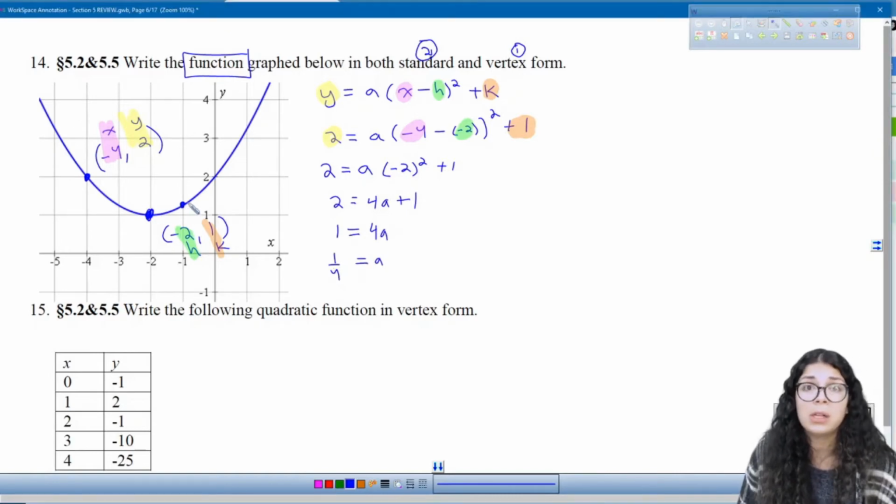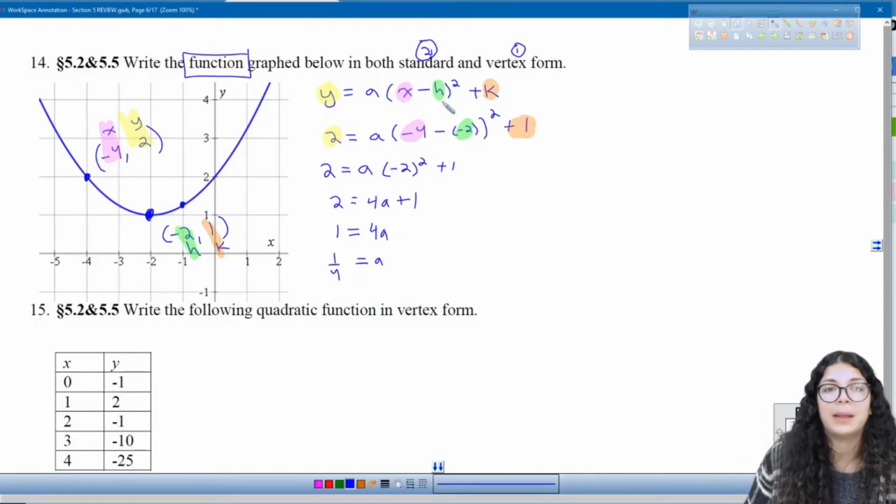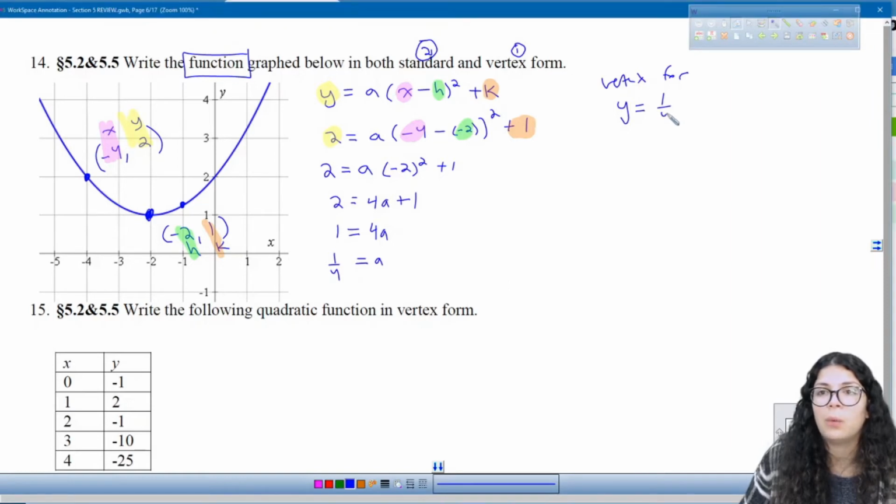So, it looked about that, right? It looked like maybe 1/4 of the way through, or maybe 1/3 of the way. It was 1/4. So now I could go ahead and plug that in. Remember, for vertex form, all we need to plug in is a, h, and k. So y equals 1/4 times x minus negative 2, which will be x plus 2 squared plus 1. And that is the vertex form.